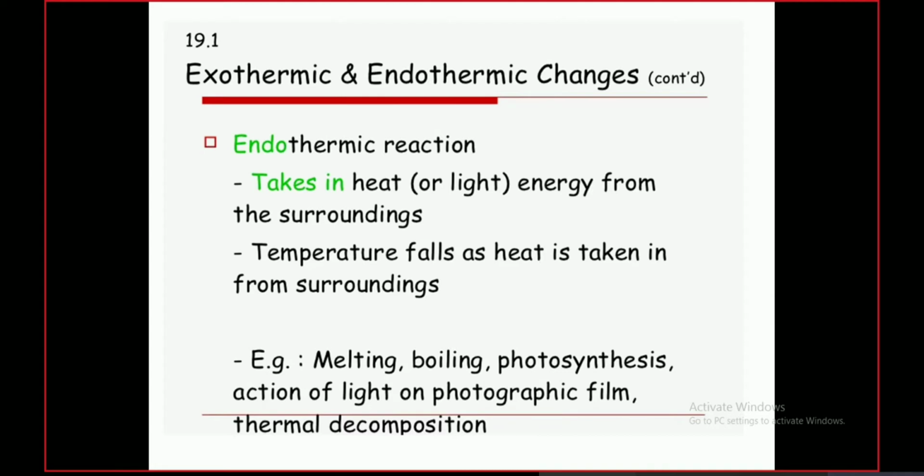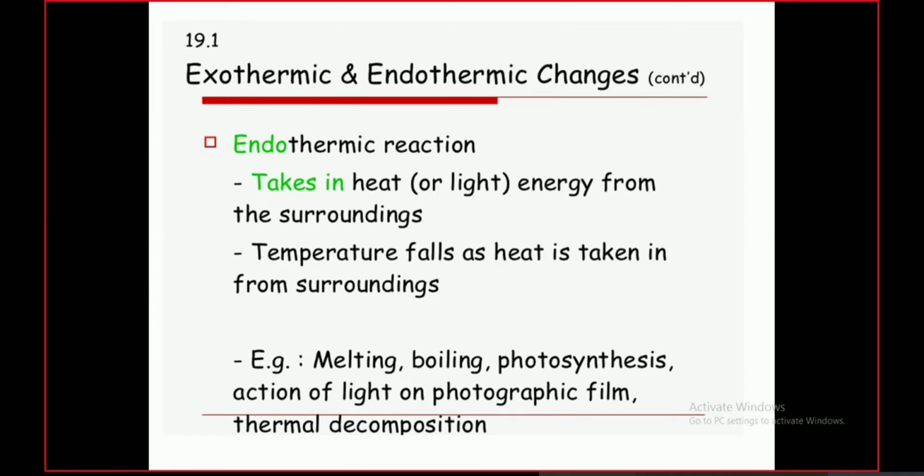In thermal decomposition, therm, as I've already told you, means heat. So thermal decomposition means that by using heat a certain compound is decomposed. As heat is absorbed to decompose a chemical compound, that is another example of an endothermic reaction. So all in all, endothermic reactions are those reactions in which heat is absorbed by the substance from the surrounding, so the temperature of the surrounding falls down.